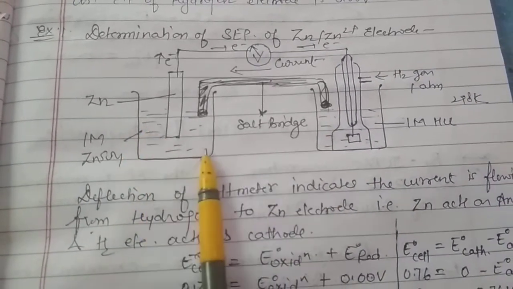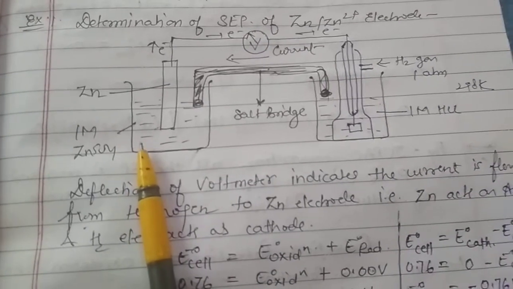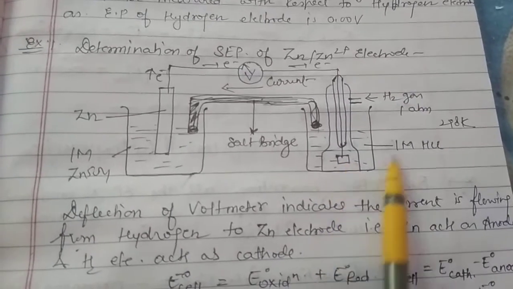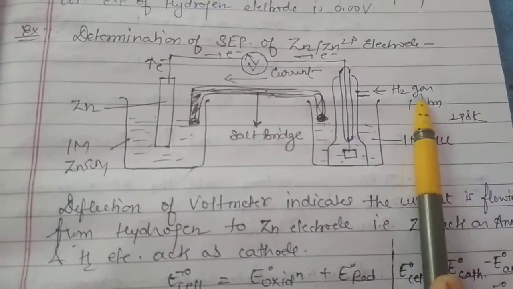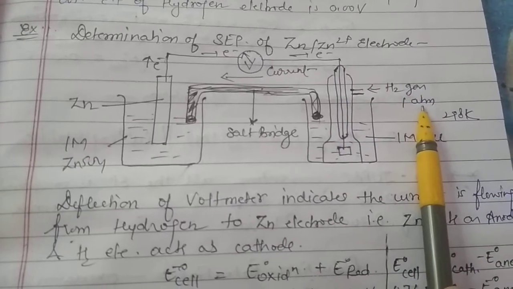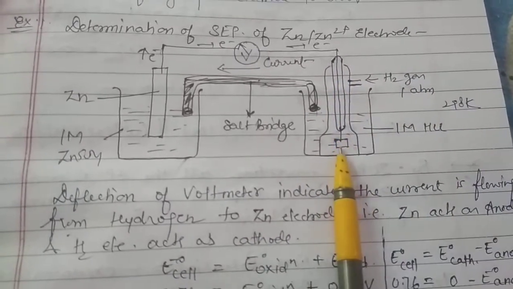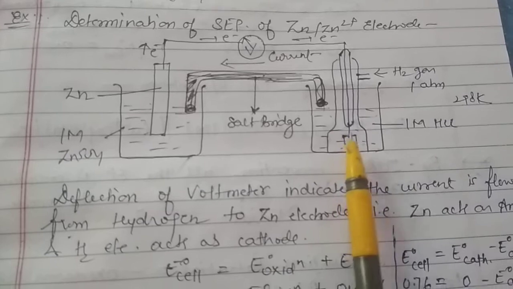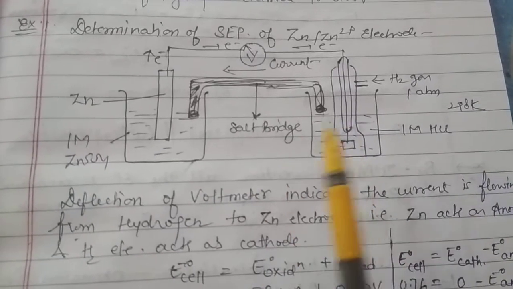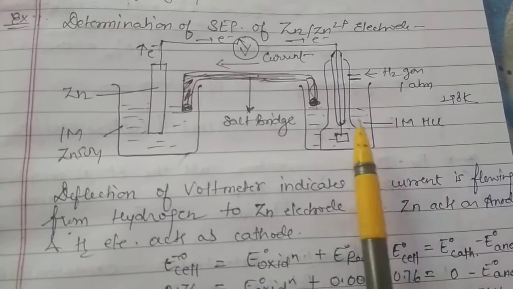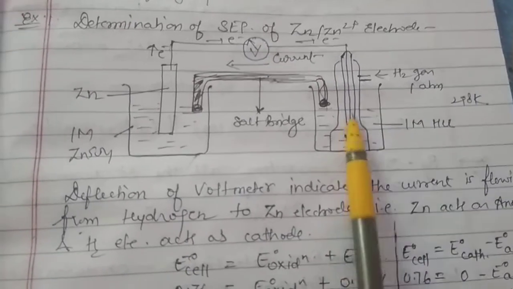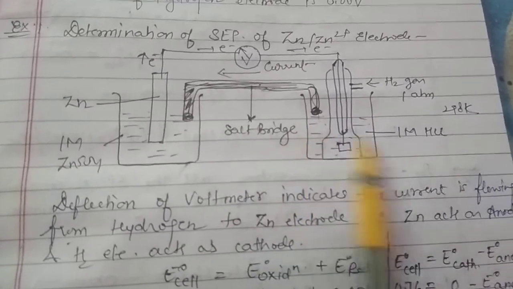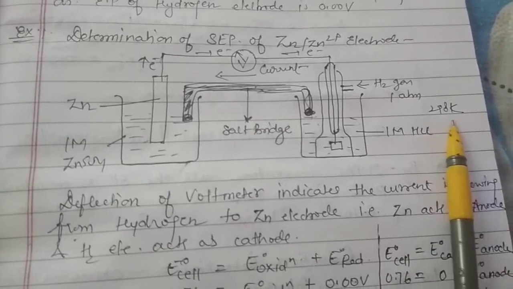So now we are to take zinc in zinc sulfate solution. Its molar concentration would be 1 M, and it is connected to the SHE in the similar manner as we have discussed, that we provide hydrogen gas at 1 atmospheric pressure to the glass tube by the inlet. Some of the amount would be absorbed by the platinum black and the rest would be bubbled out. 1 M HCl solution is taken as the electrolytic solution. It is connected with the salt bridge to maintain electrical neutrality and to complete the circuit also. The temperature is to be maintained at 298 Kelvin.